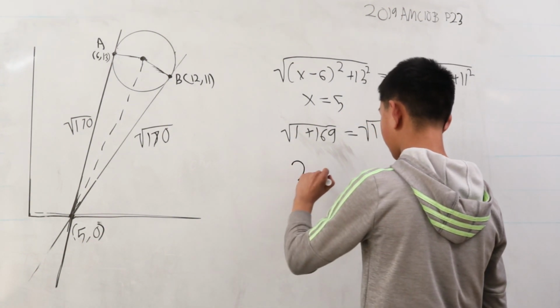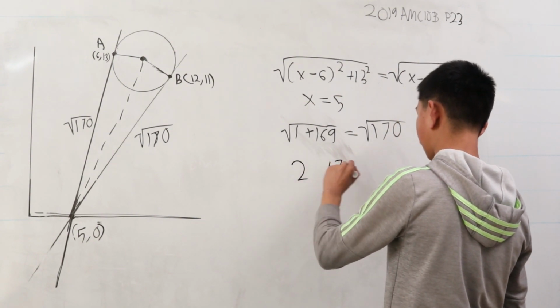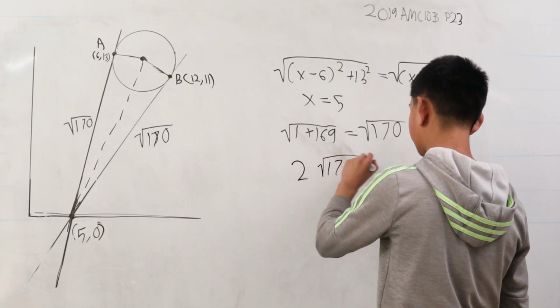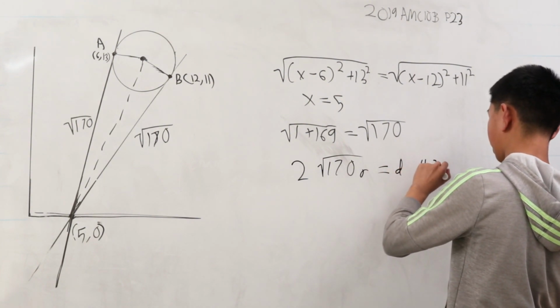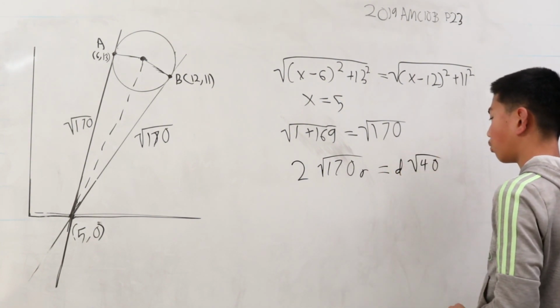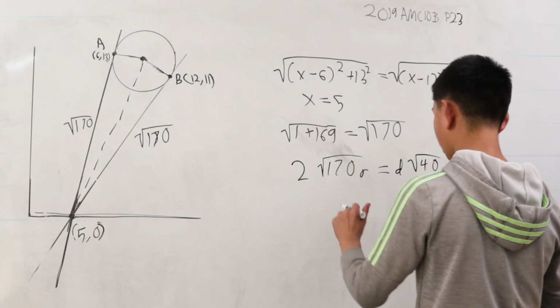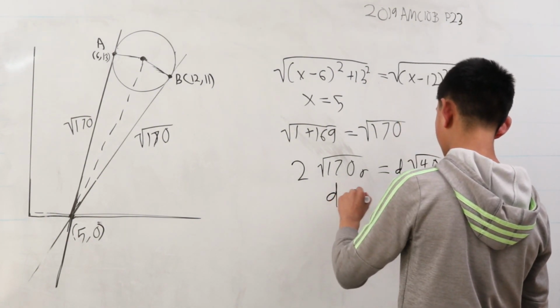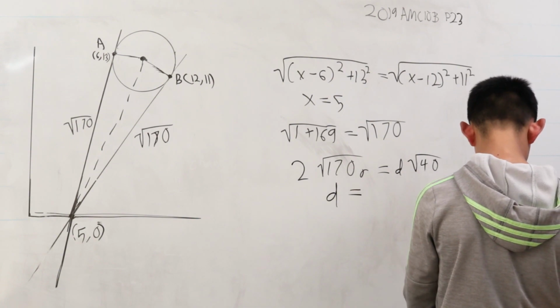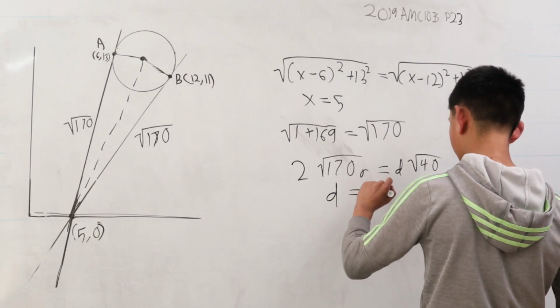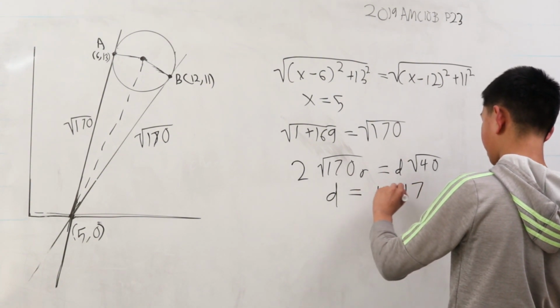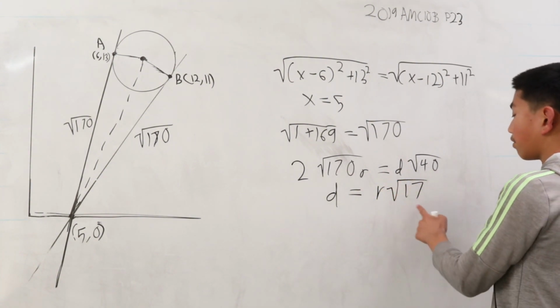So we can really just use Ptolemy's theorem here, which indicates that 2 times the square root of 170 is equal to d times the square root of 40. Therefore, after simplifying, we get that d is equal to r times the square root of 17. So we have this relationship.